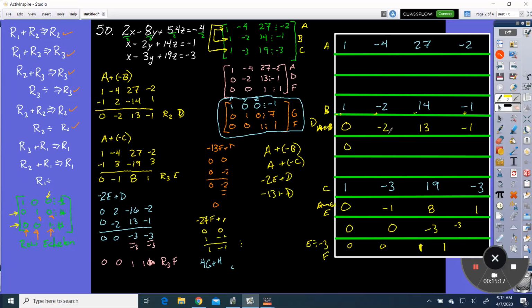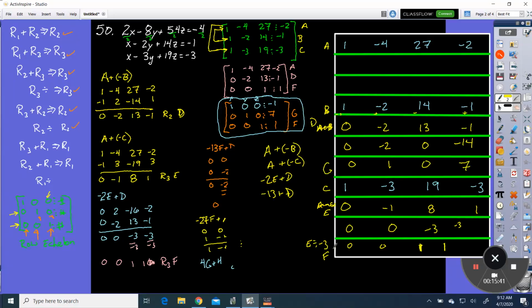So that's going to stay as 0. That's going to stay as negative 2 because I'm multiplying this that has a 0 there. Multiply this by negative 13 and add it to this becomes 0. 1 times negative 13 is negative 13. Combined with negative 1 is negative 14. So I get 0. I'm going to divide this all by negative 2. 1, 0, 7. Call that G.